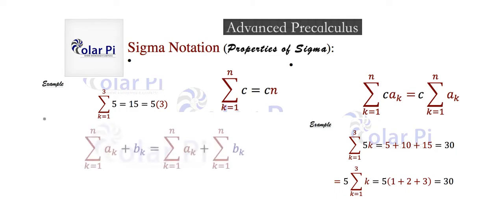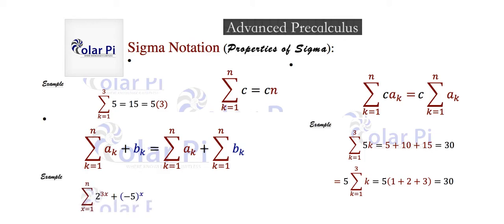All right, so our third and final property in this video is this guy. And here it says, what if we have two different expressions inside of sigma? Well, it looks like you can assign a sigma to each of the expressions inside of sigma, right? That's what this property says. All right, cool. So an example, let a sub k be the expression 2 to the power of 3x, and let b sub k be the expression negative 5 to the x. And we're going from x equals 1 to n, then this is what it would equal based on this property, and yes, it's true.